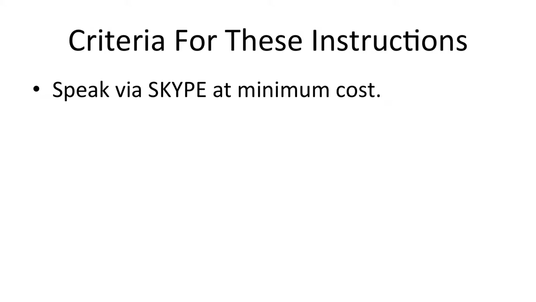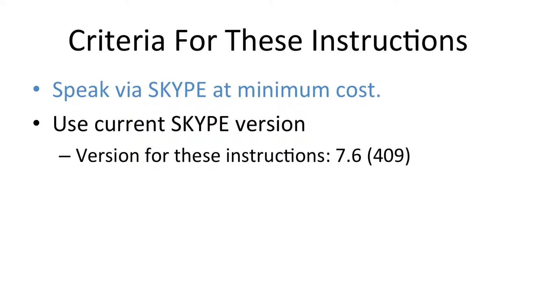Speak via Skype at minimum cost. There's lots of different ways to do this, but this is probably the cheapest and most effective, and it is great quality if it is leveraged in the right way. Use the current Skype version when you're operating, and we'll get into how to do that later on. The version that we're using here is 7.6 (409).